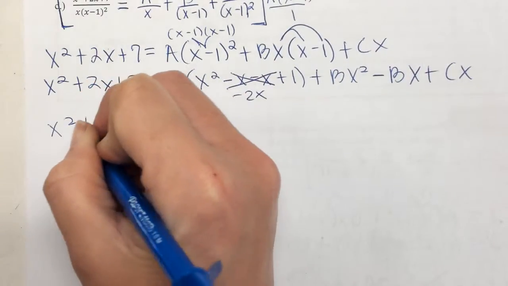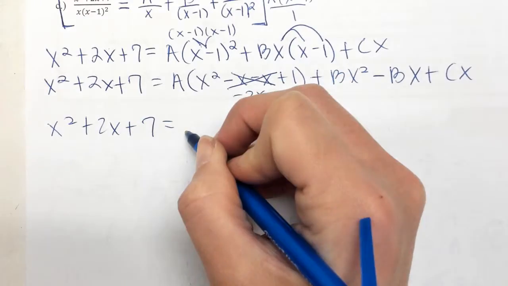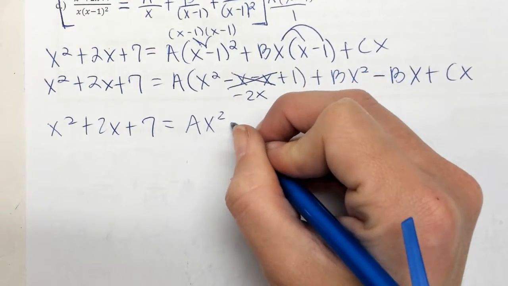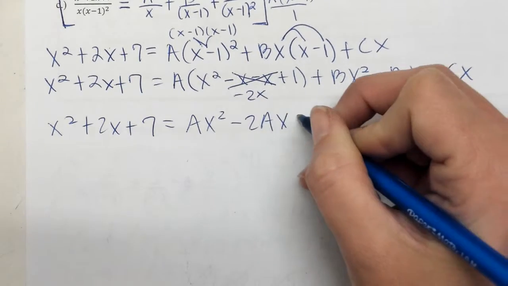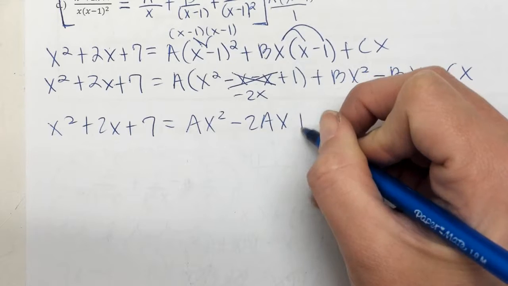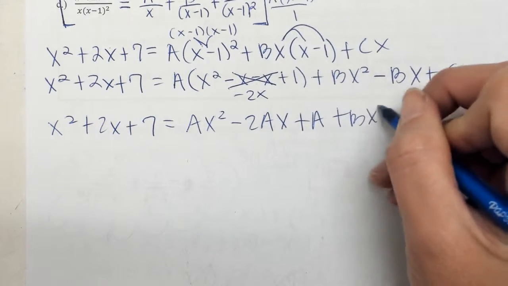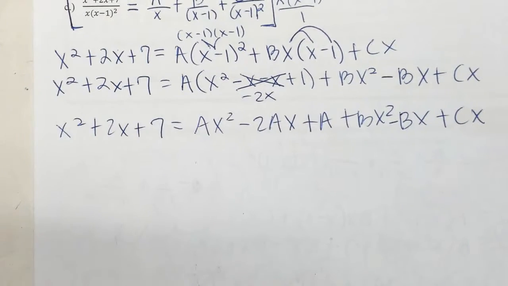Alright, leaving this side the same. Now we can distribute the a to everything. That's going to give us what? Keep going. Plus a. Good. Bring everything else down. So plus bx squared minus bx plus cx.